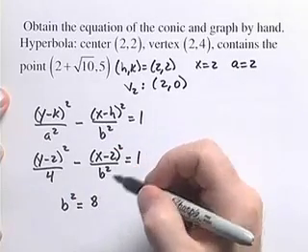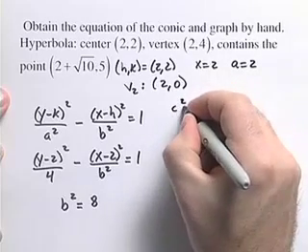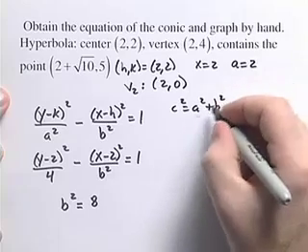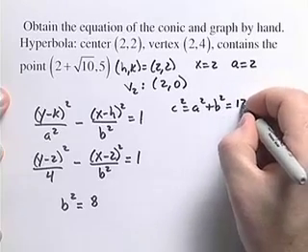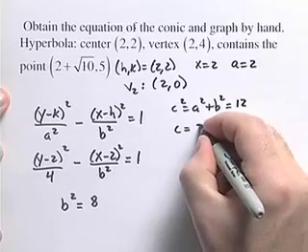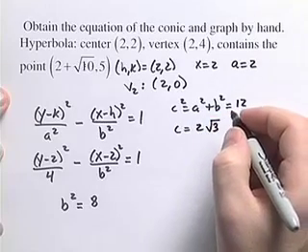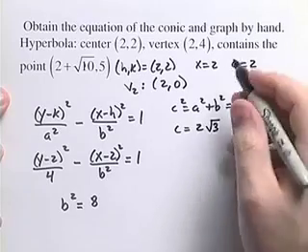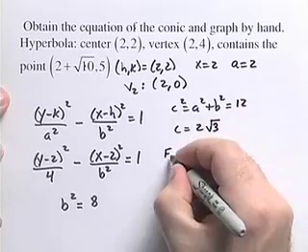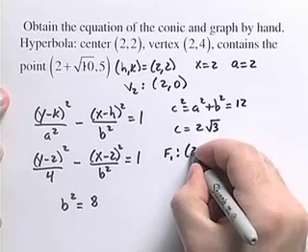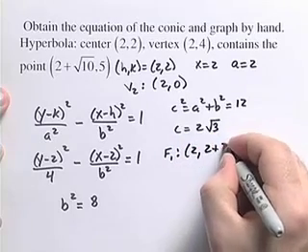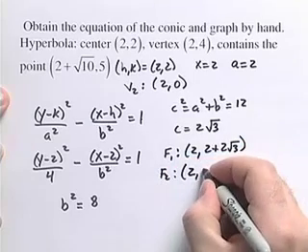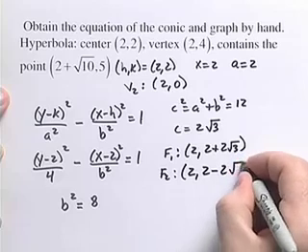We can use that to find our value for c. Since c squared is equal to a squared plus b squared, a squared plus b squared is going to give us 12, which means that c is equal to 2 times the square root of 3. Therefore, the foci are 2 times the square root of 3 units above and below the center. So we'll get one focus at the point (2, 2 plus 2 root 3), and our second focus will be at the point (2, 2 minus 2 root 3).